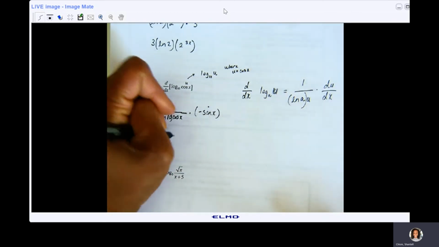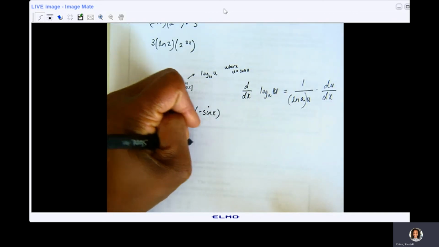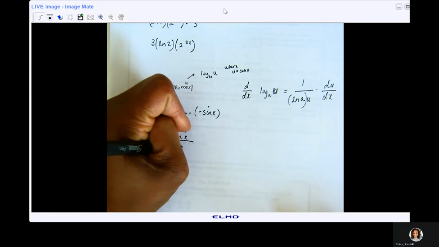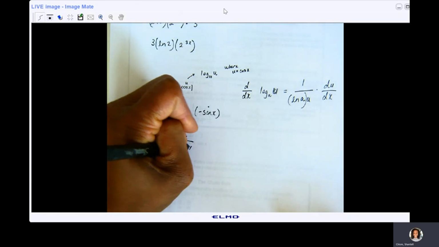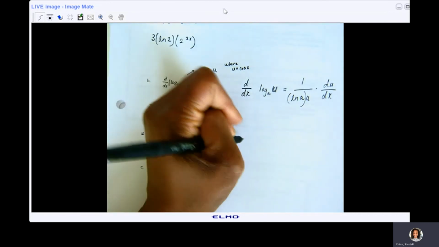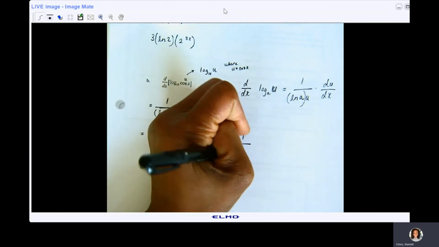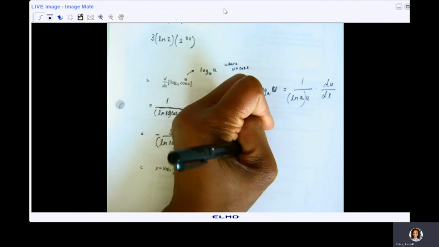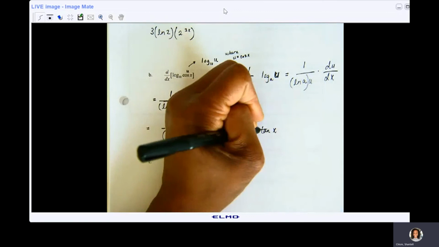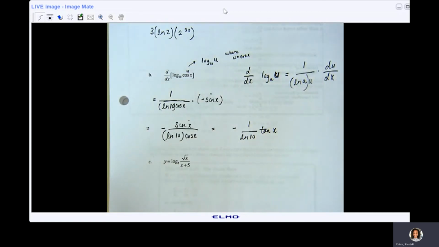And all I'm going to do is put that on top and bring that negative out front. Ln of 10 times cosine x. You could clean it up even further if you wanted to. Technically, sine over cosine is tangent, so we could say negative 1 over ln of 10 tan x, if we wanted to. We very well could. Okay?